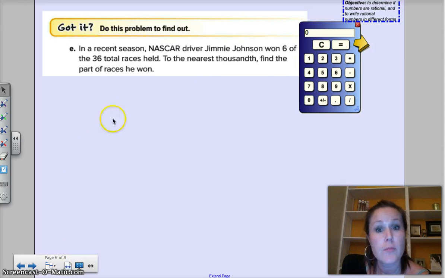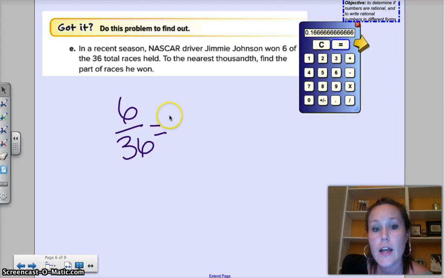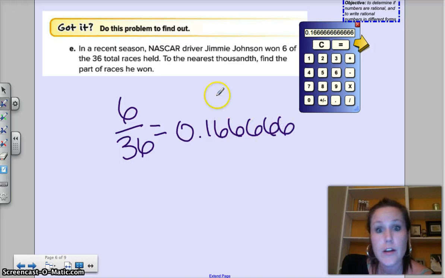Okay, hope you paused. I'm going to try it. I'm going to do 6 out of 36. I'm going to do that in my calculator. 6 divided by 36. And I have 0.1666666, and it goes on and on. So it's a repeating decimal.